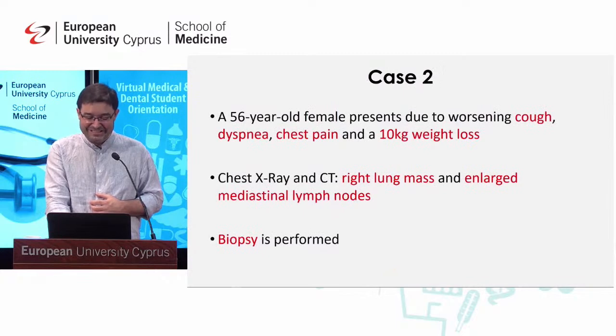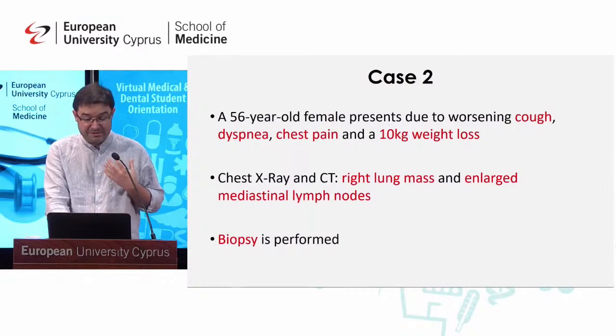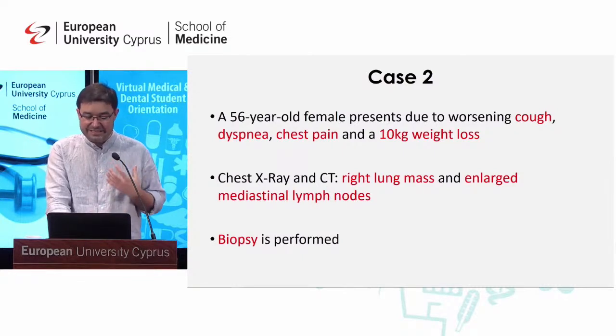Now let's quickly describe our second case. This is about a 56-year-old female that presented to the hospital due to worsening cough, dyspnea, chest pain, and a 10-kilogram weight loss. You were there, and you performed a chest X-ray, or you asked for it, and a CT, and both of them revealed a lung mass in her right lung, and also enlarged lymph nodes in her mediastinum. And mediastinum is the area between the two lungs, and mediastinum contains multiple structures, including our heart.